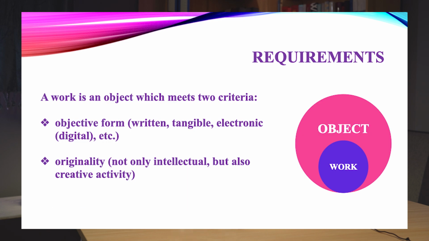This was mentioning that in copyright law, the term work is used in a very strict sense. It can be applied only to objects which meet copyrightability criteria. In other words, the term work is narrower than the term object. An object, to be considered a work and to be copyrightable, shall satisfy two criteria. The first one, objective form: written, tangible, electronic, digital, etc. And the second one, originality.